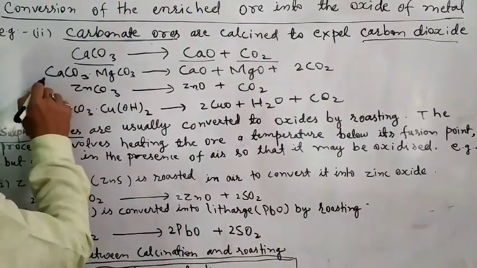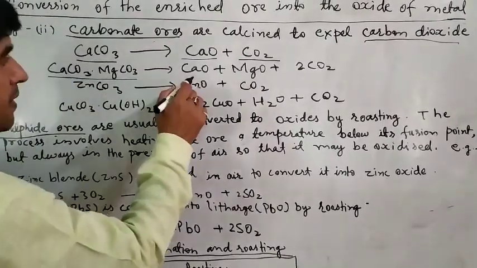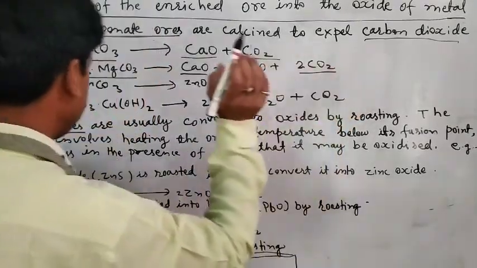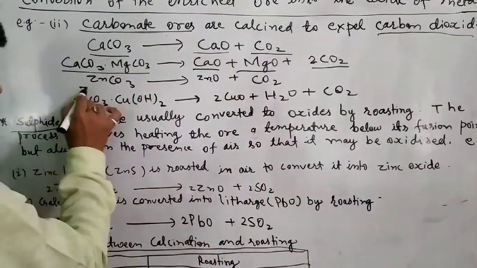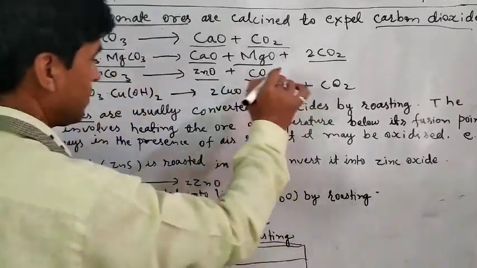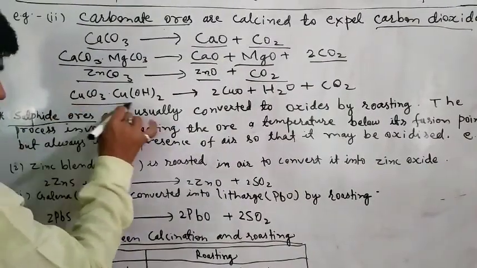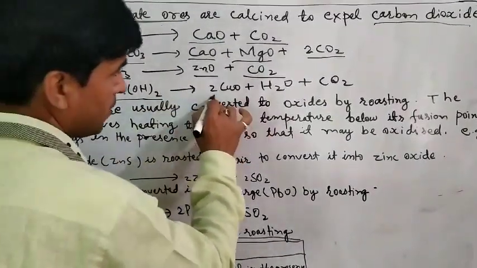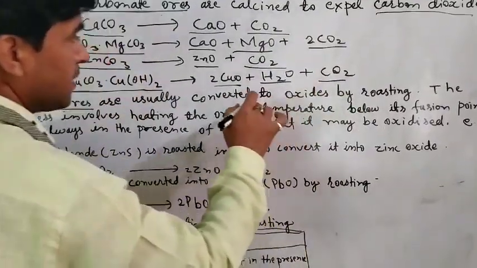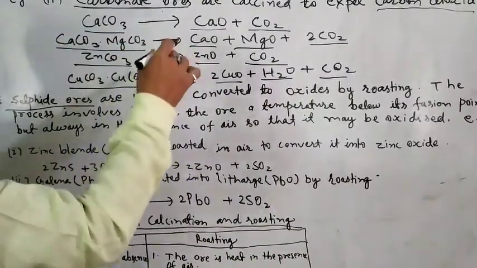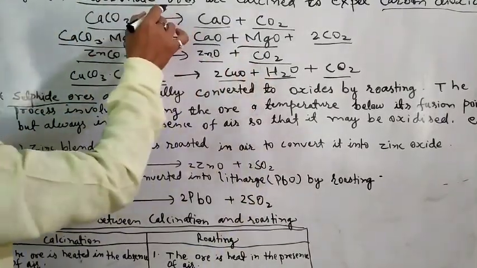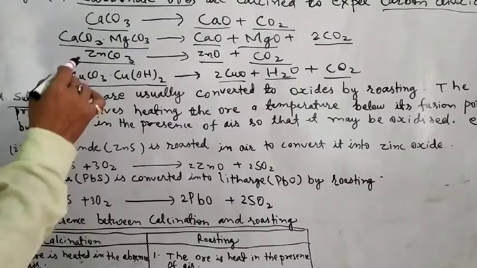In calcium magnesium carbonate, calcium oxide and magnesium oxide are obtained and carbon dioxide is expelled out. Another example, zinc carbonate gives zinc oxide and carbon dioxide is expelled out. In basic copper carbonate ore, copper oxide is obtained and water and carbon dioxide are expelled out. That is why we can get oxides of metals from carbonate ores by the process of calcination.